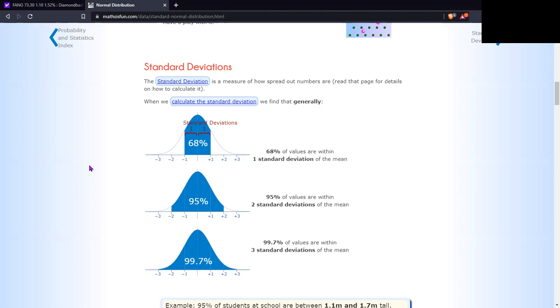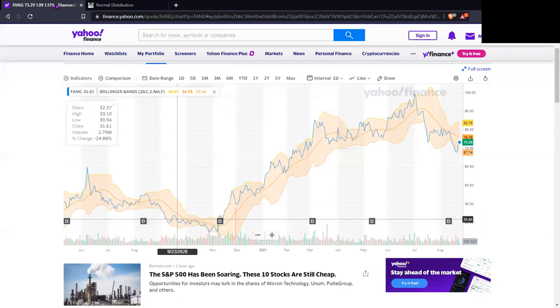The reason it's used is because on a normal distribution, the bell curve, two standard deviations is going to contain 95% of the values. So two standard deviations from that mean, from the average, is 95% of the values. What that means for us is 95% of the price action is going to be between those two bands.